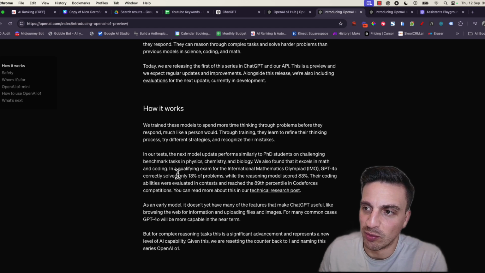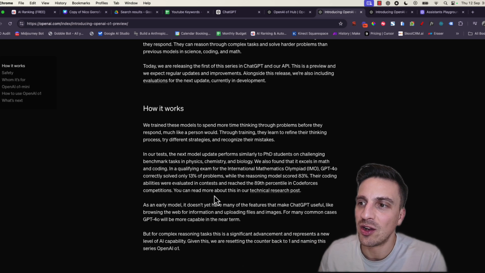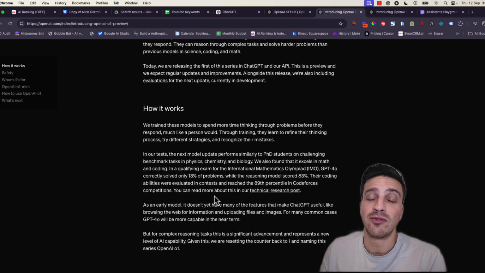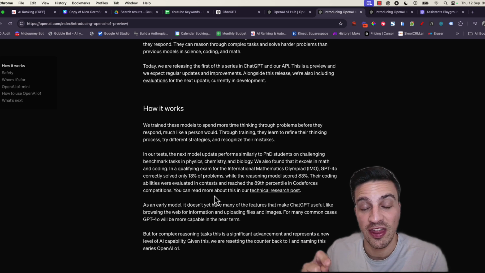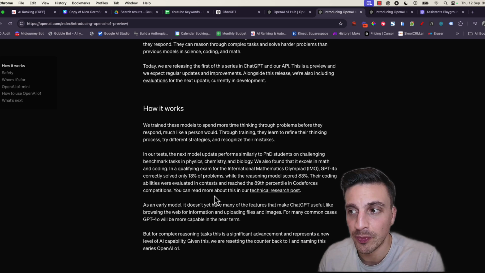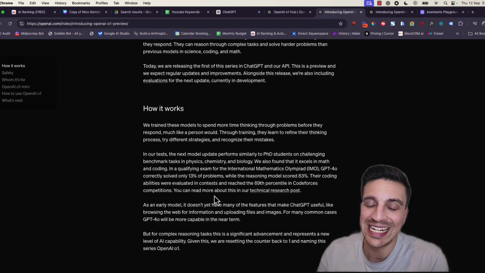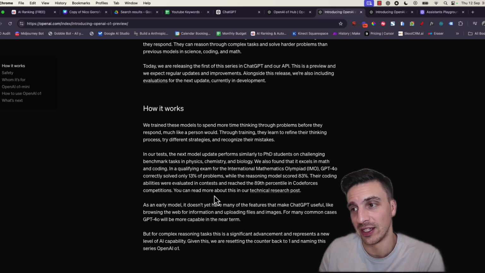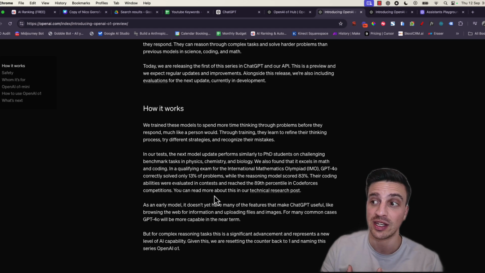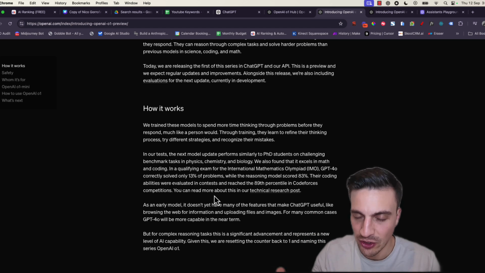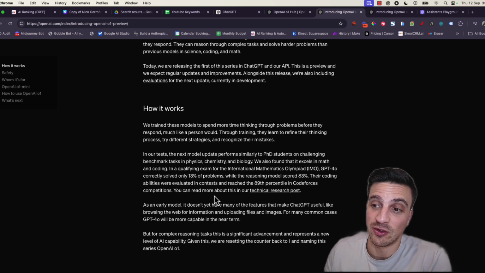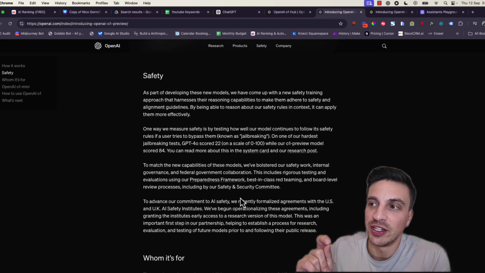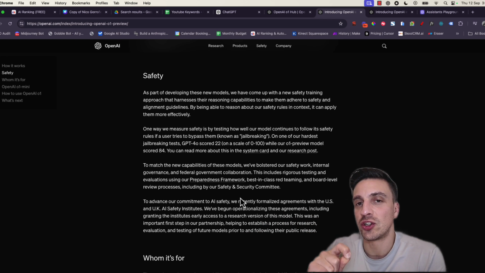They've given a really, really good example of how smart it is in this documentation, and I'll leave a link to this in the resources below. They say that in a qualifying exam for the International Mathematics Olympiad, GPT-4o correctly solved only 13% of all problems, while the reasoning model scored 83%, which is pretty incredible. The coding abilities were evaluated as well, and it's pretty much the same, where it's a lot better at coding than the previous model, GPT-4o.